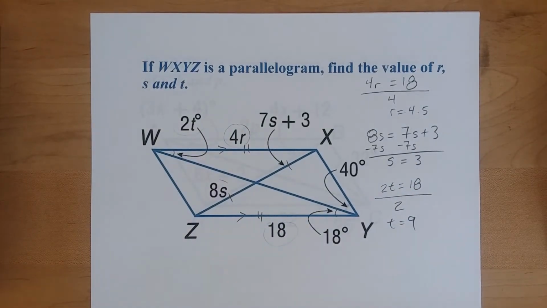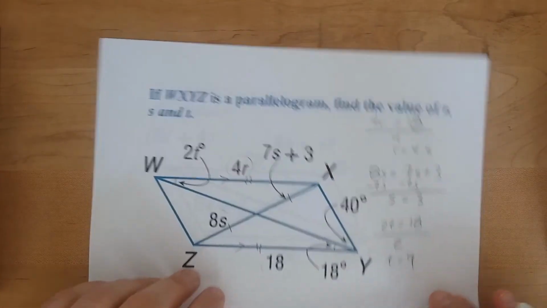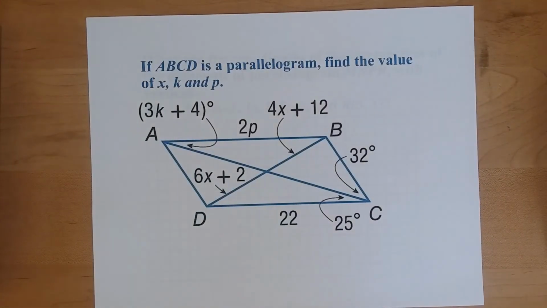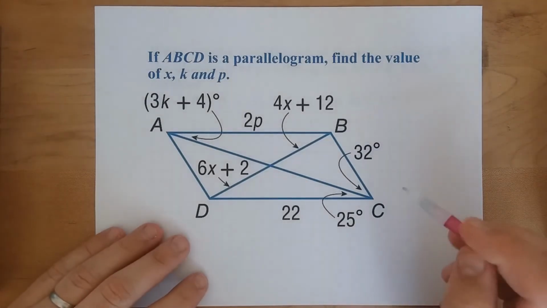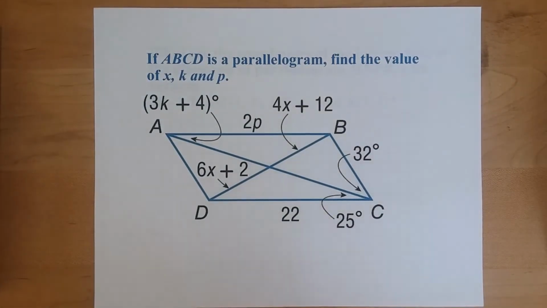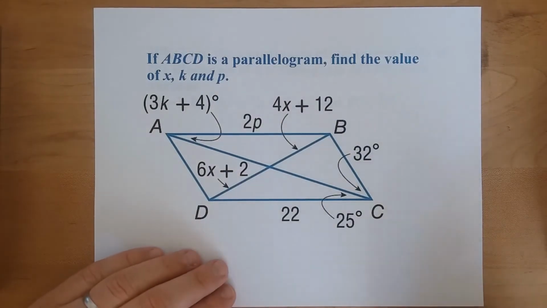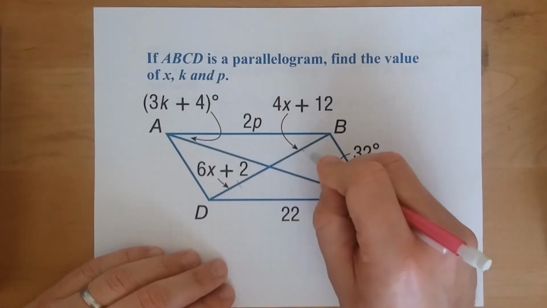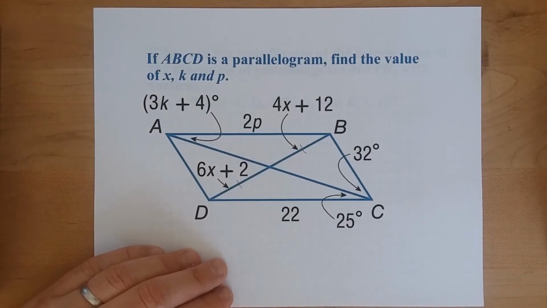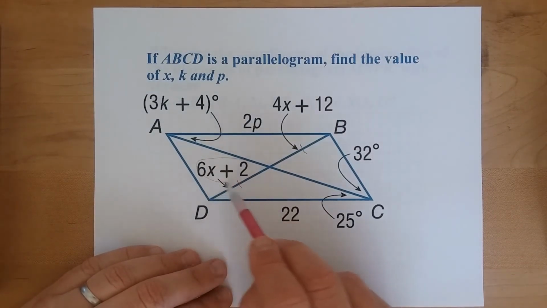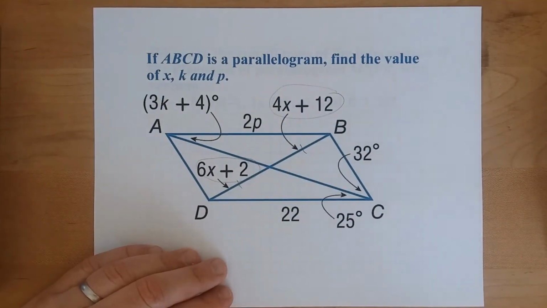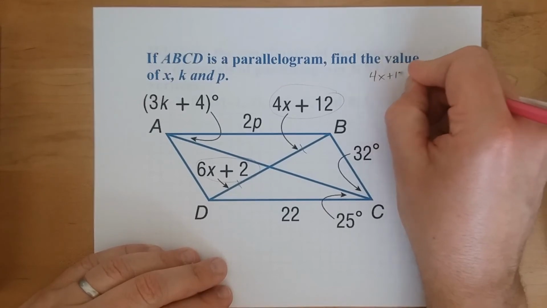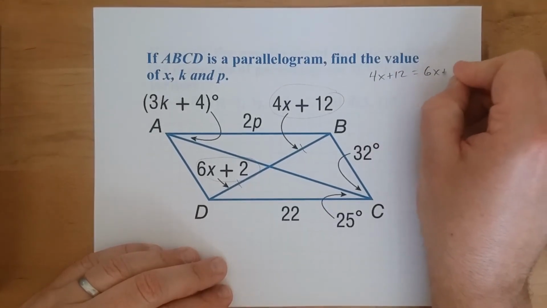Okay? Let's try one more of those. If we are given parallelogram ABCD, could we find the value of these variables here? If this is a parallelogram, we can see that these diagonals must bisect each other. And hopefully here you're finding an equation. This expression must equal this expression because these two segments are congruent. So we should get 4x plus 12 equals 6x plus 2.